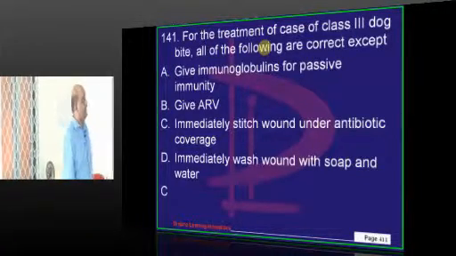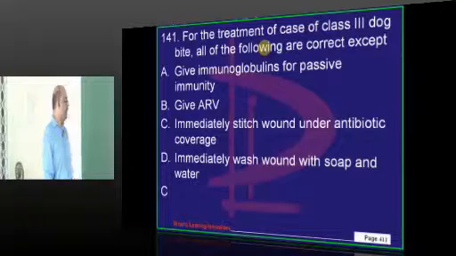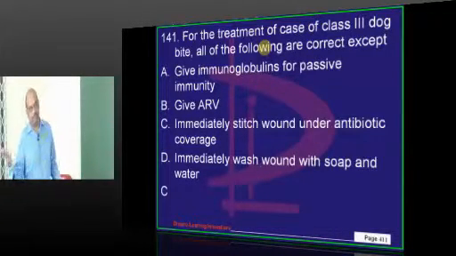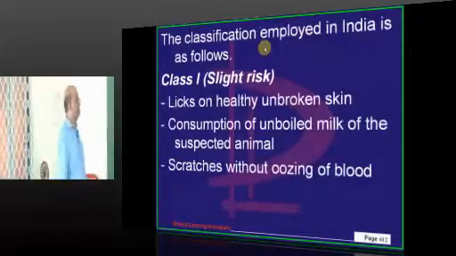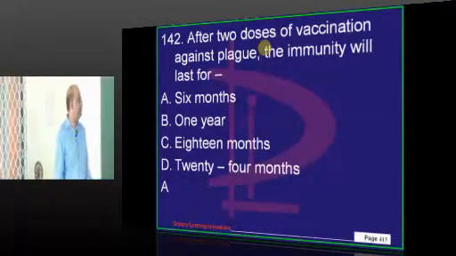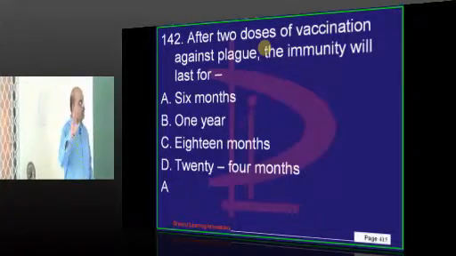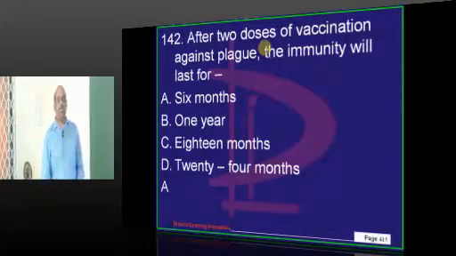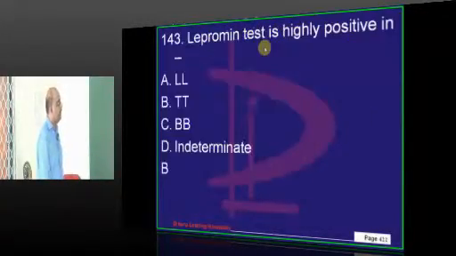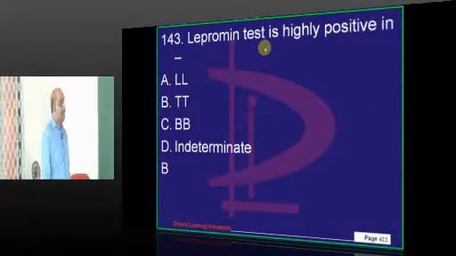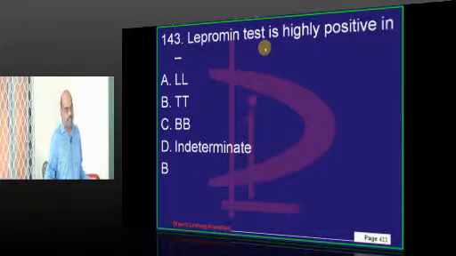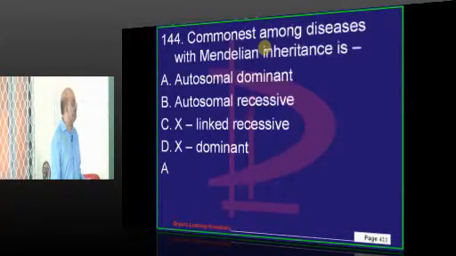Now, class 3 dog bite. What do you want to do? Don't stitch the wound immediately. I think it is the easiest question. You know what to do with class 1, 2, 3. I leave the literature for you. After 2 doses of vaccination, immunity in plague will last for about 6 months. Lepromin test will be positive if cell-mediated immunity is intact, as it happens in the tuberculoid form of leprosy.